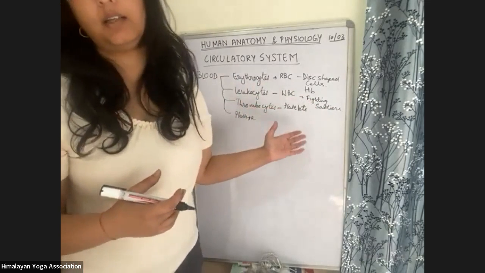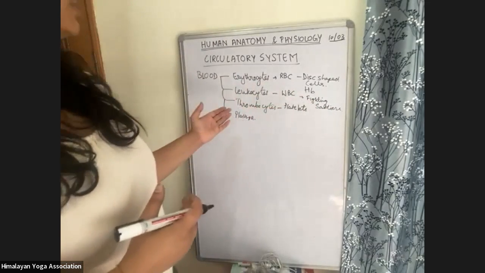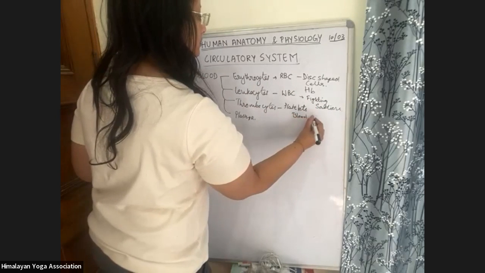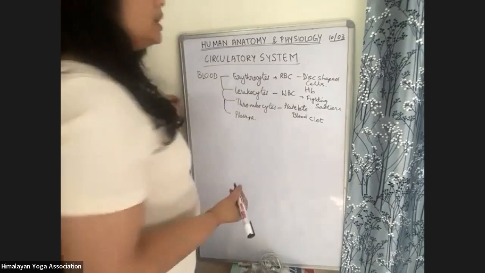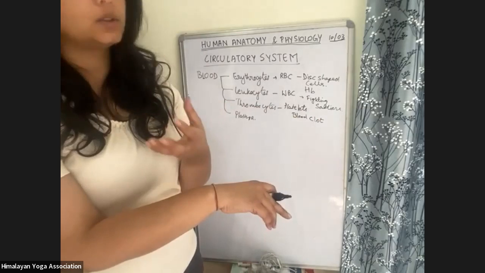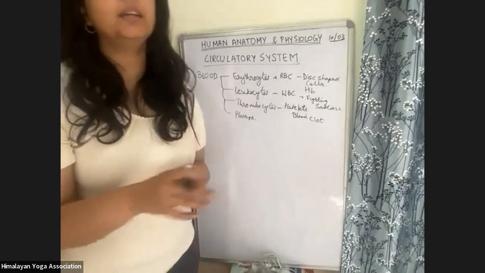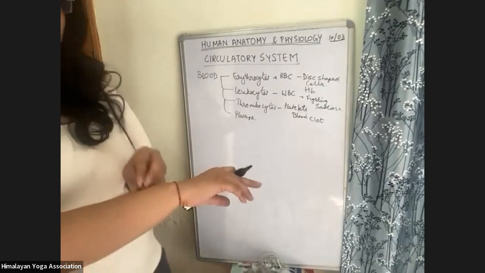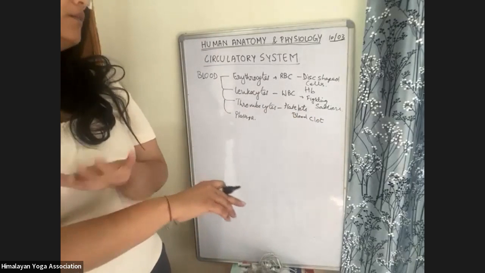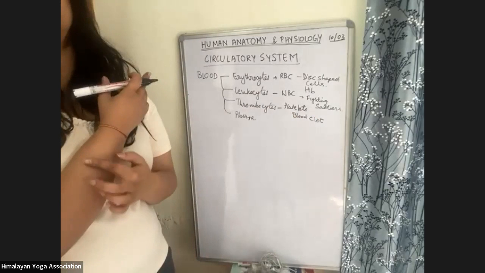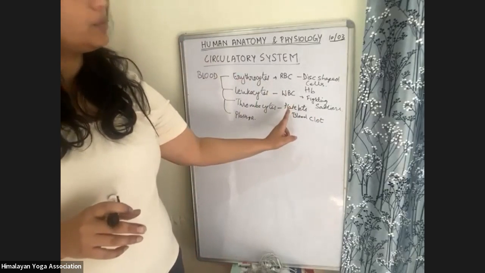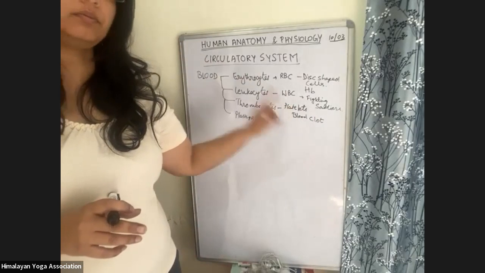Thrombocytes, platelets. Platelets help in blood clot. Like if someone gets a cut here, the blood will come out. But it does not keep coming out. Then something happens and the blood stops flowing outside the body. Why? Because a clot has been formed here, and that was formed with the help of platelets.